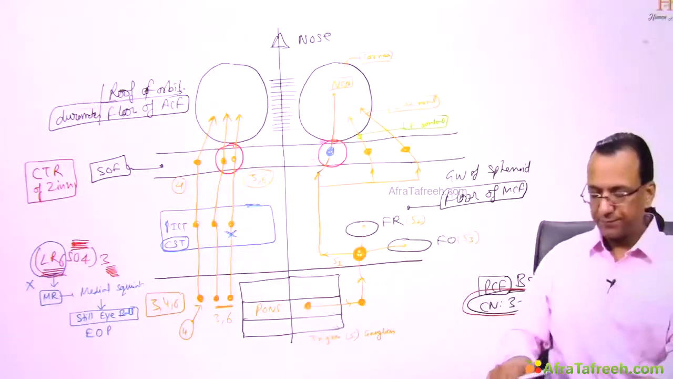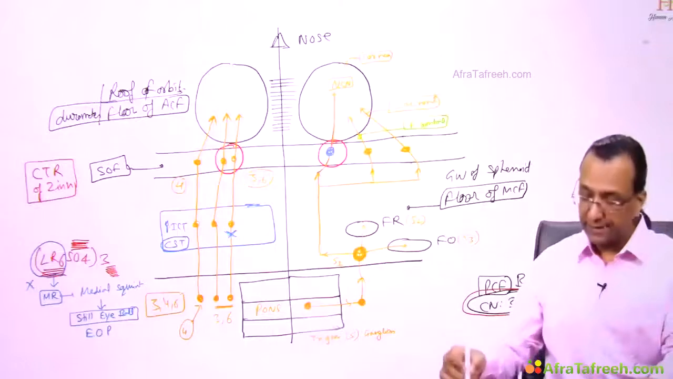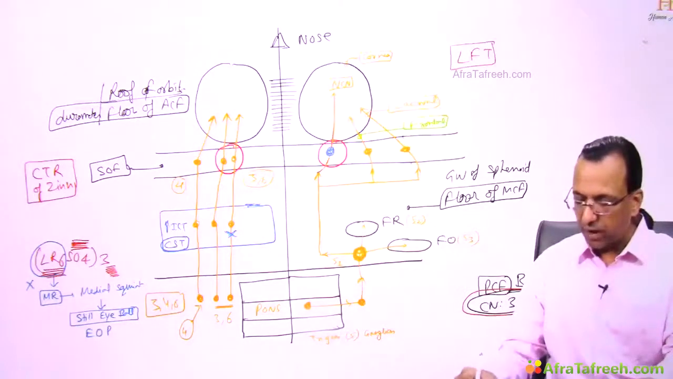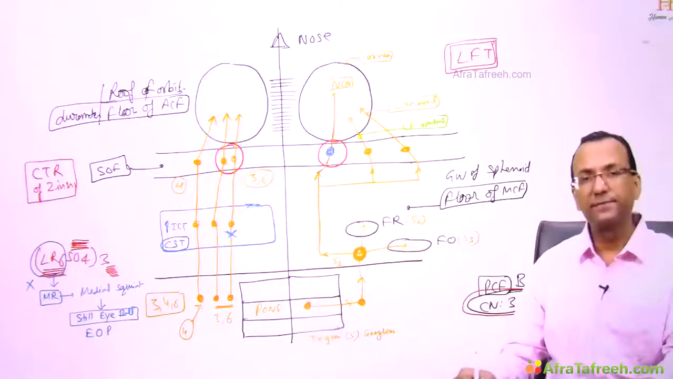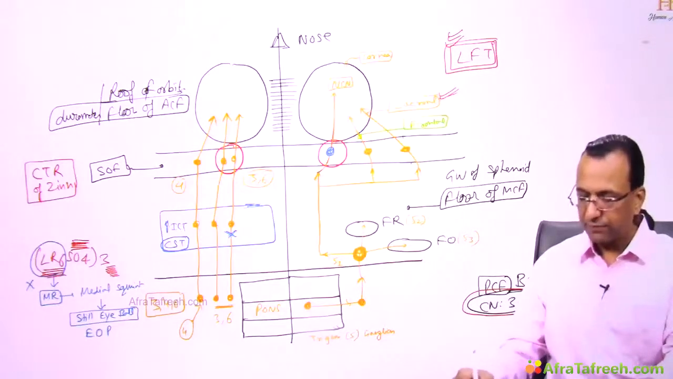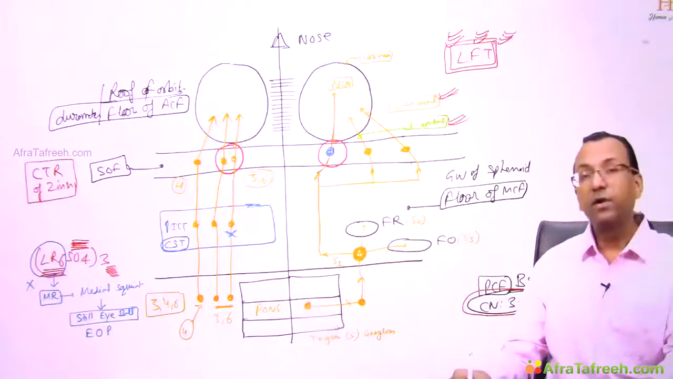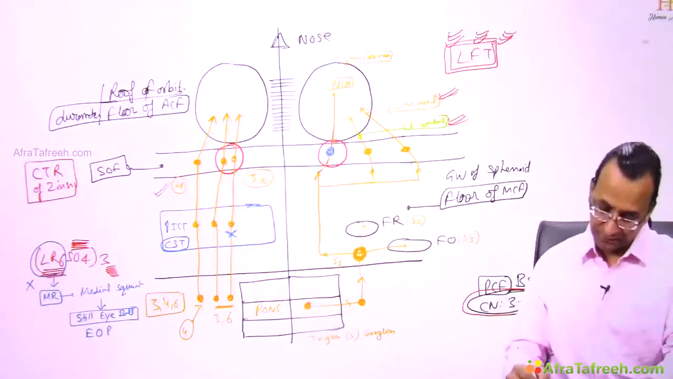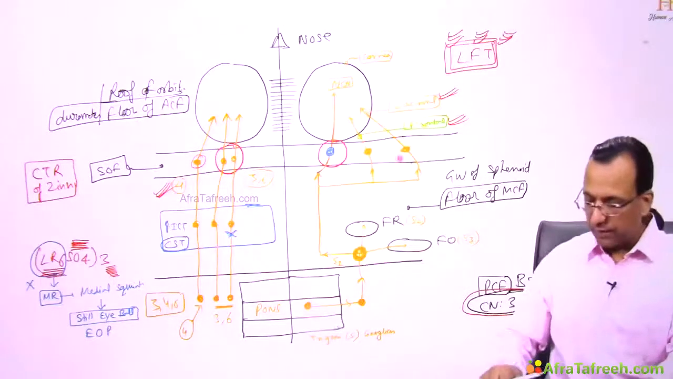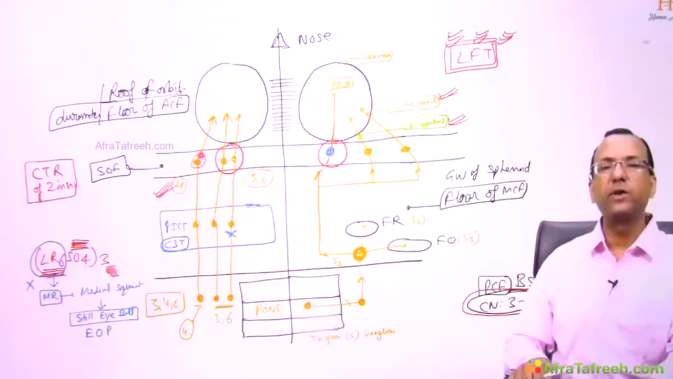Now, a mnemonic. LFT nerves are left outside the ring of Zinn. L for lacrimal, F for frontal, and T for trochlear. So LFT nerves are left outside the ring of Zinn.